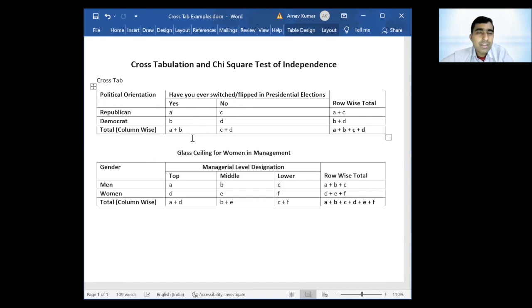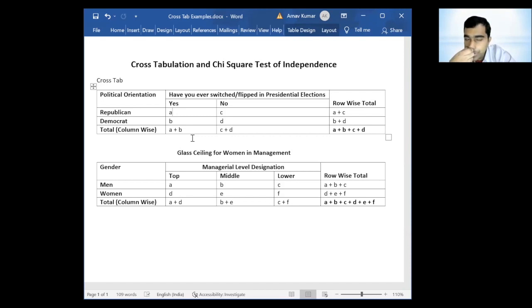But that will not be a very robust thing to do, because the total number of Republicans or the total number of Democrats in our sample may not be equal. We may have more Republicans or we may have more Democrats. Obviously, if we have more Republicans, there is a higher chance that we will have a higher A compared to B. Similarly, if we have more Democrats in our sample, we will have higher B compared to A. So the better thing would be to take a proportion or a percentage.